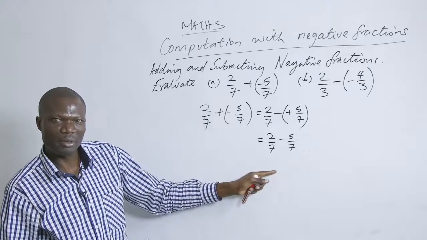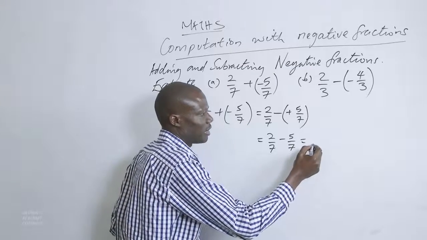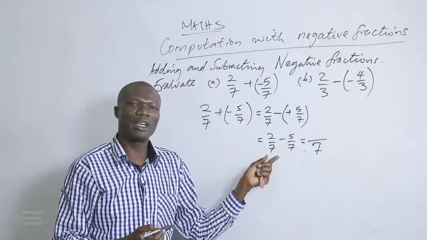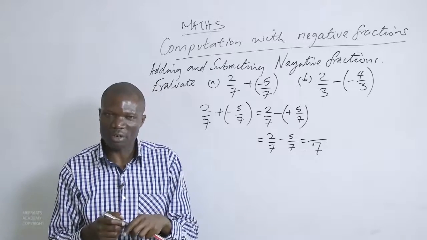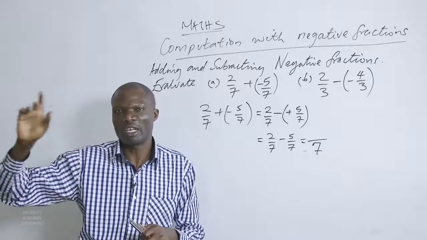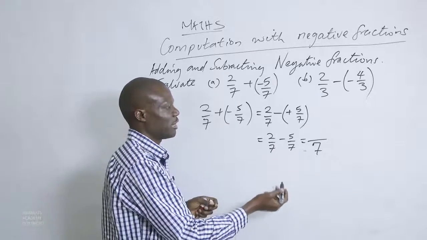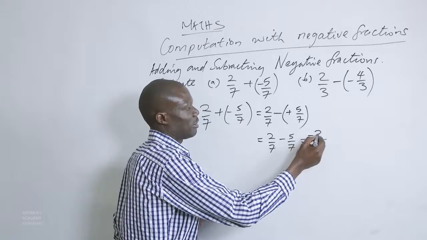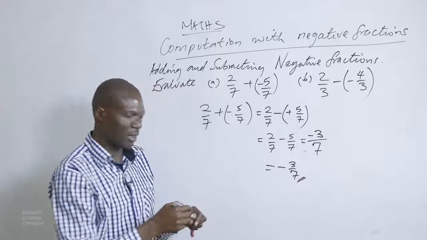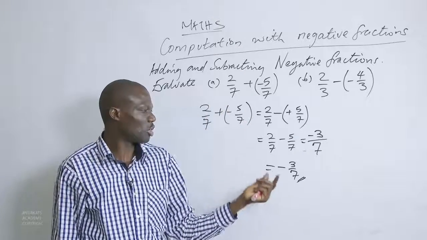When working this out, you'll notice that the denominator is the same. So we are only going to be concerned with the numerator because our denominator remains 7. And above it is 2, which is smaller, minus 5. As we said earlier on, when you take a smaller fraction and subtract a larger fraction, it results in a negative fraction. And that's why in this particular case, 2 minus 5 gives us negative 3. So our answer will be minus 3 over 7, which is negative.